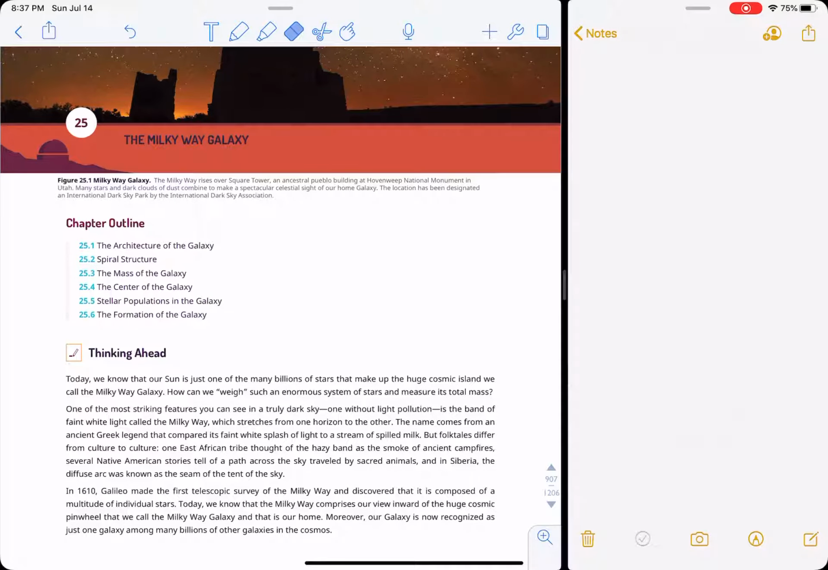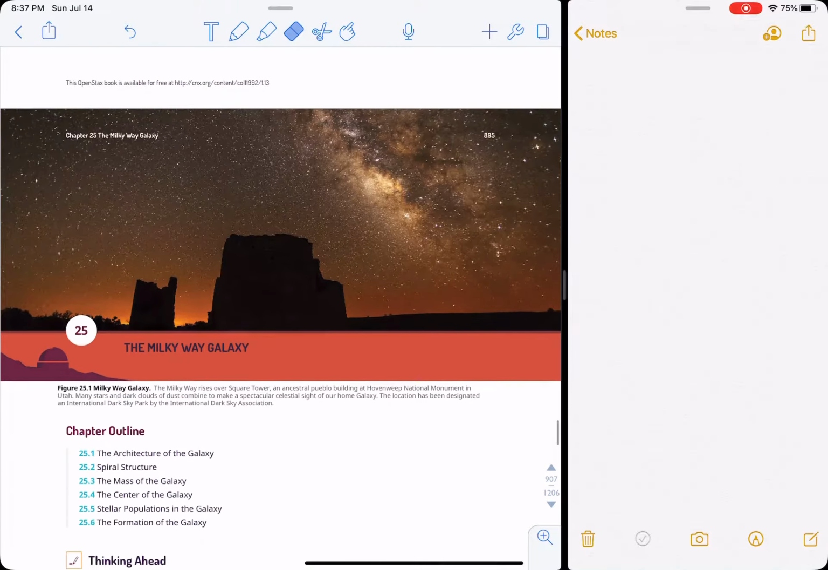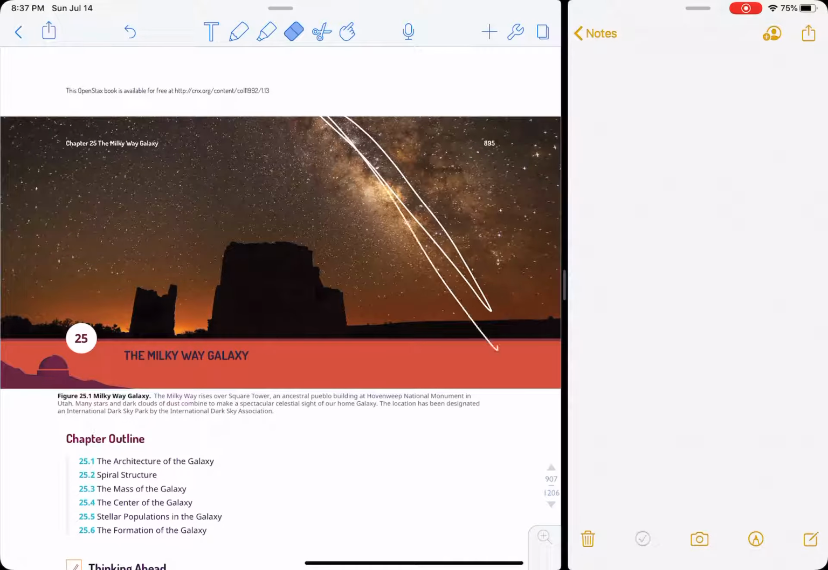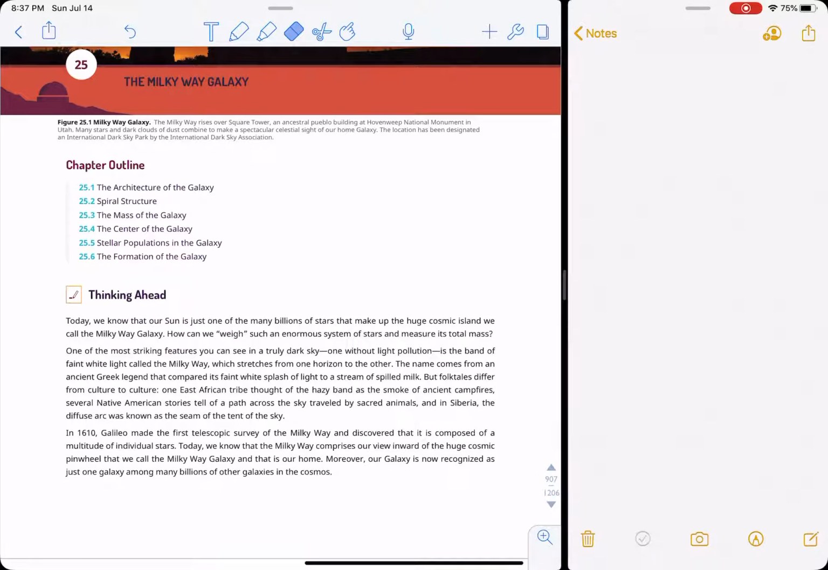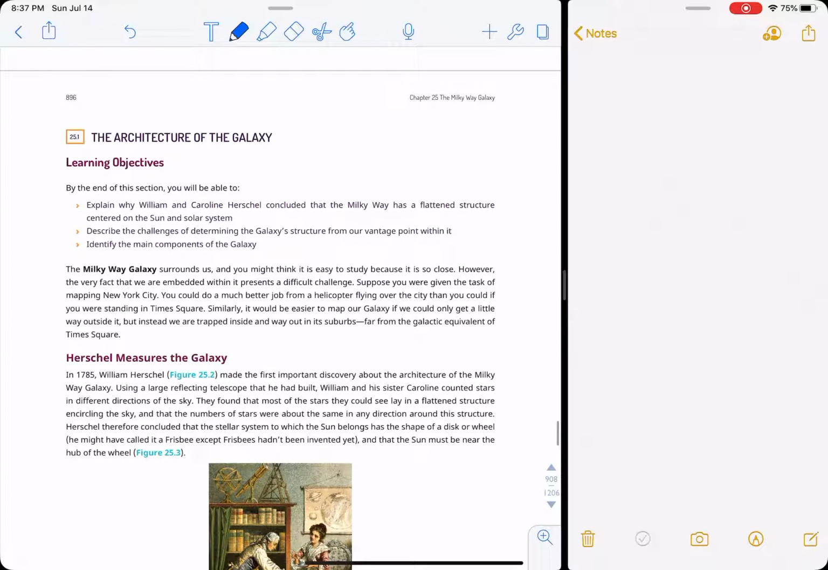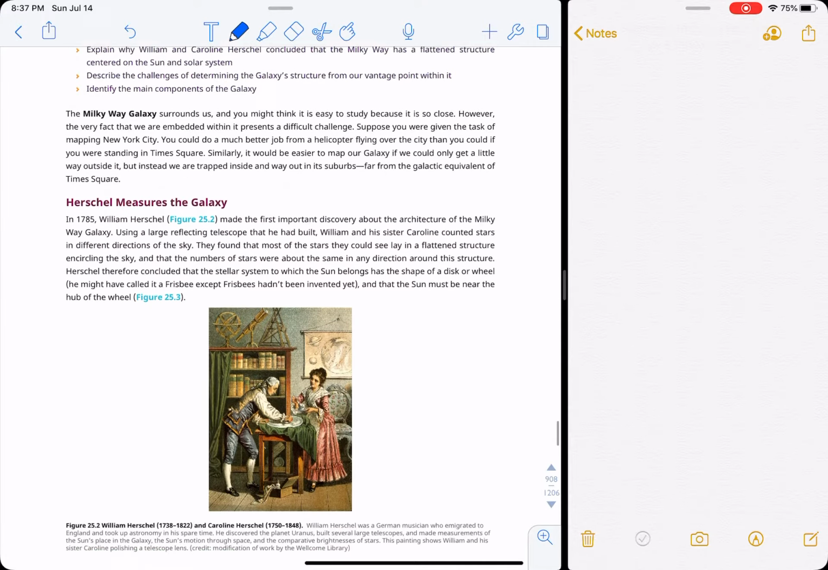Okay, let's talk about Chapter 25, the Milky Way Galaxy. This is our home galaxy. There's the disk of the galaxy you can see there. Let's talk about the architecture, the spiral structure, the mass, the center, what kind of stars are here, and then how the galaxy formed. Okay, so the Milky Way is a pretty cool thing.